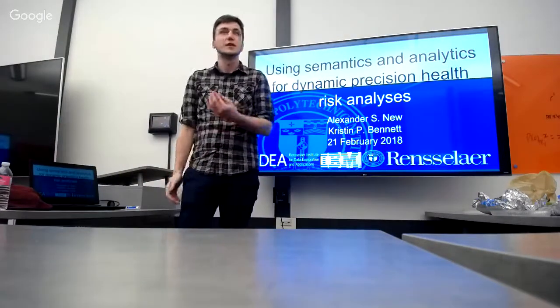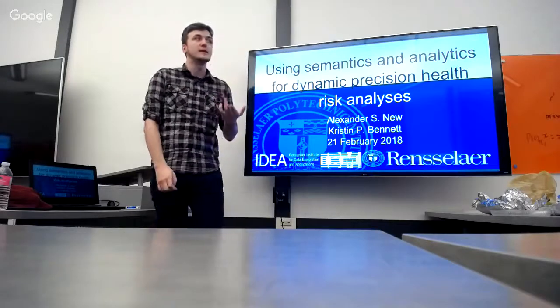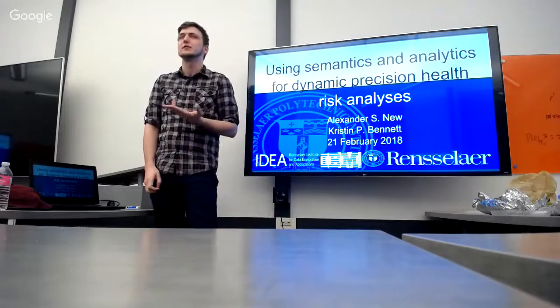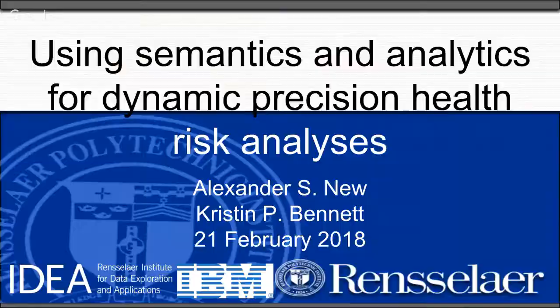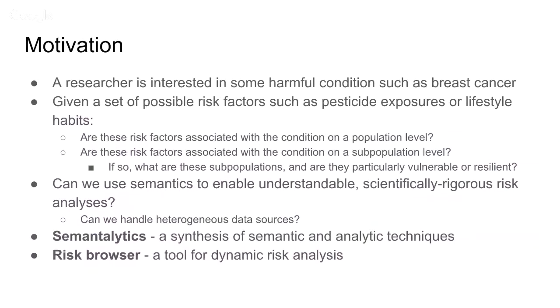Oh yeah, hi everyone, thanks for coming. So today I'm going to be talking about using semantics and analytics for dynamic precision health risk analyses. That's a lot of buzzwords, I admit, so we're going to try to unpack what this means and get a better feel. Our motivation is that we have some sort of researcher who's interested in harmful conditions such as breast cancer or heart disease, and they have some possible set of risk factors. These risk factors could be your urinary exposures to certain heavy metals, or how much TV you watch, or whatever. And you want to know, are these risk factors associated with the condition?